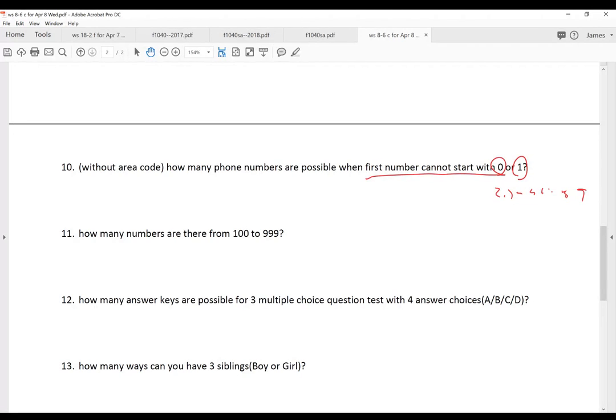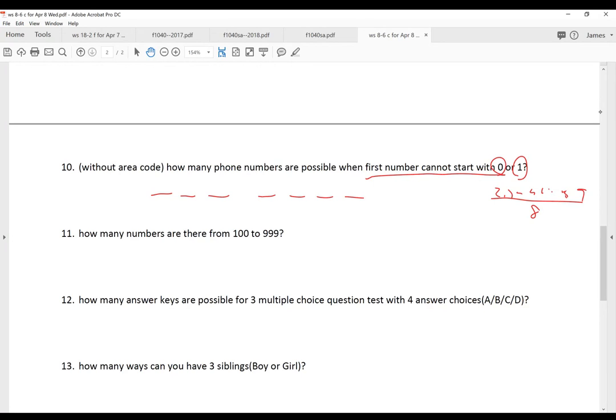How many numbers is that? 7? No, it's not 7. Out of 10 numbers, you cannot use 2, so you only get 8 numbers, right? So what does a phone number look like? It has 3 numbers followed by 4 numbers. Not the speed dial, just entering in phone numbers.